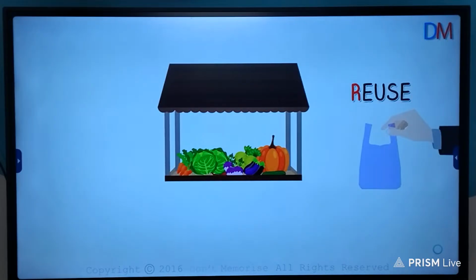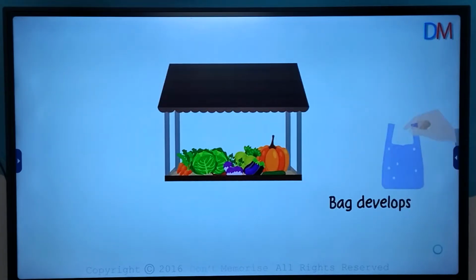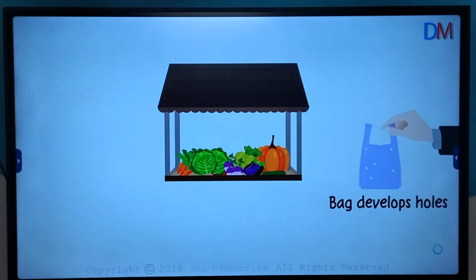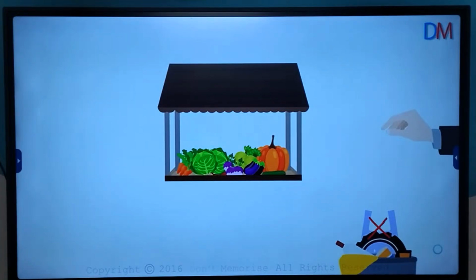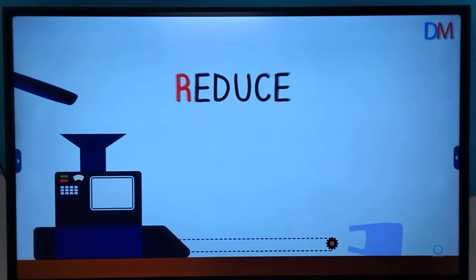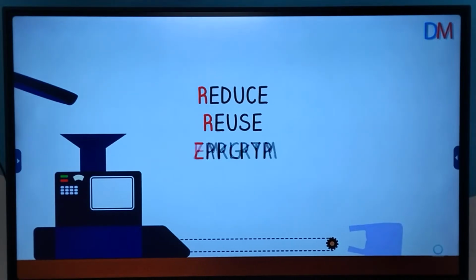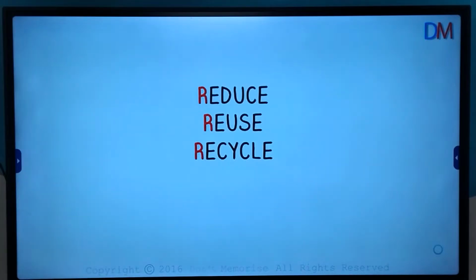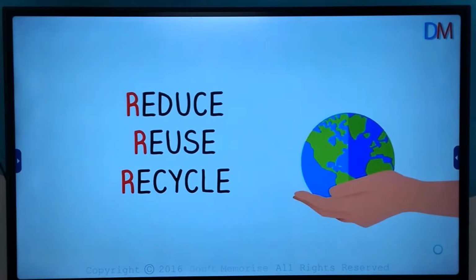Now, after a few days, the bag you have been reusing over and over again unfortunately develops a hole. That means you cannot use it anymore. What is the solution then? Throw it in a dustbin? No. You can recycle the plastic bag. Send it to the factories that will melt the plastic and make a new one out of the same material for you again. Plastic then could first be reduced, reused, and finally recycled. This will ensure no new plastic is made and slowly we will help protect our earth.